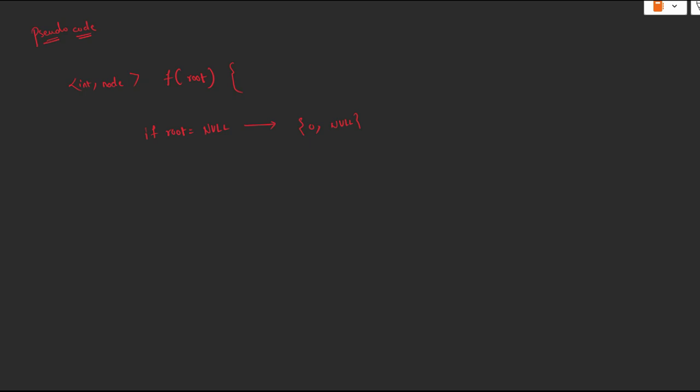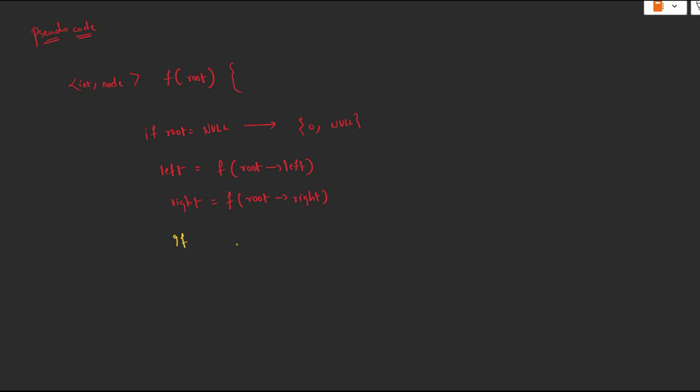What if the root is not null? It has to go to the leftmost part, go to the rightmost part, and backtrack all the values. So first we will go to the left part. Let's say left is equal to the function called on root's left, and right is equal to the function called on root's right. Then it will go left and right recursively. Then we will write the conditions.